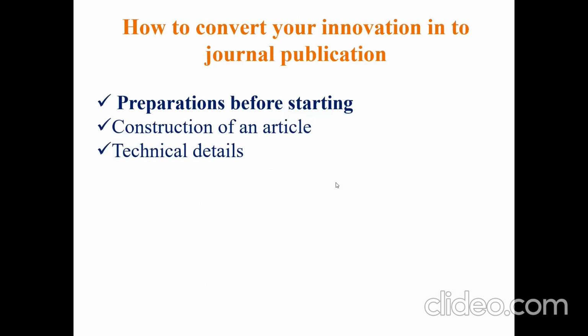Now, how to convert your innovation into a journal publication? There are 3 points we have to take into account before going for our publication. First one is preparation before starting, second is construction of an article, and third one is the technical details. So these 3 points are very much important.